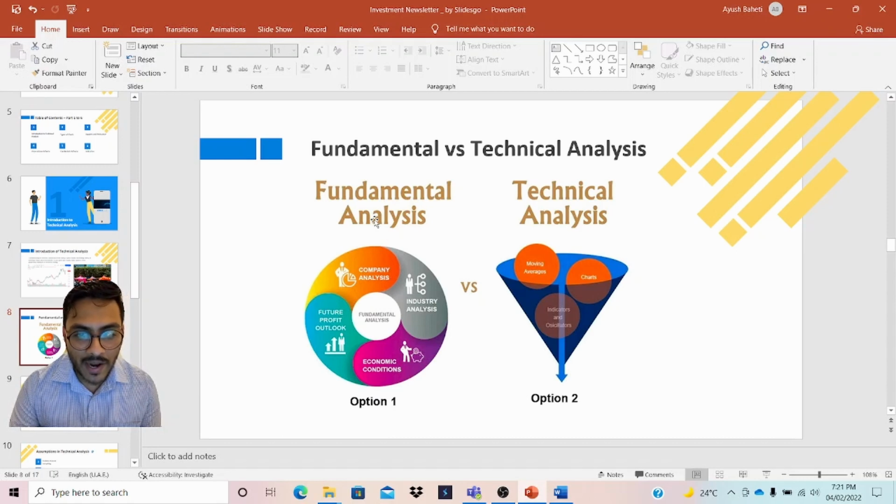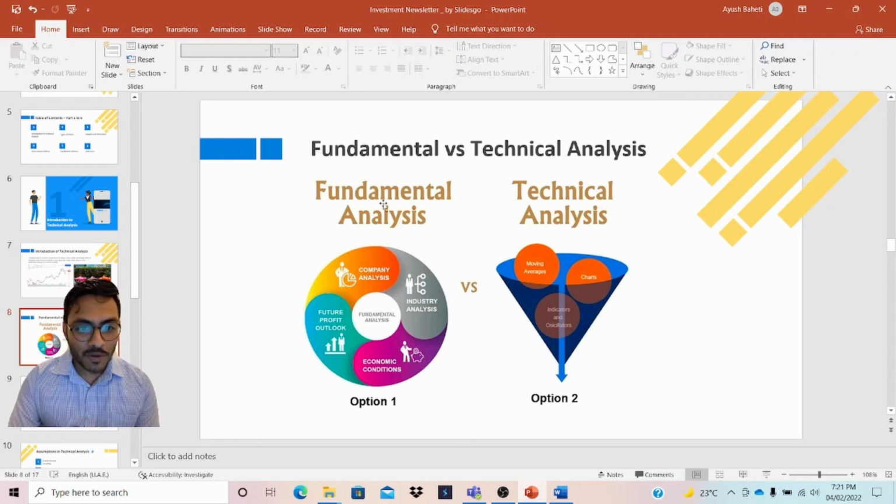So fundamental analysis versus technical analysis. Option 1, where you go to each vendor, you taste and then you figure out whether you like the food or not, that is fundamental analysis. The second option, where you observe the crowd, which vendor is attracting the maximum crowd, and then you make an assumption that if that vendor is attracting the maximum crowd, then the food can be good. That is technical analysis.